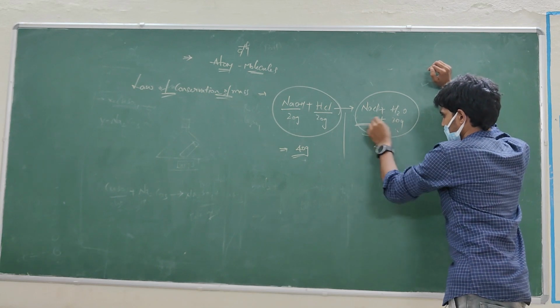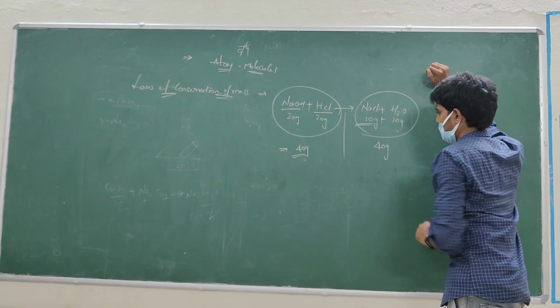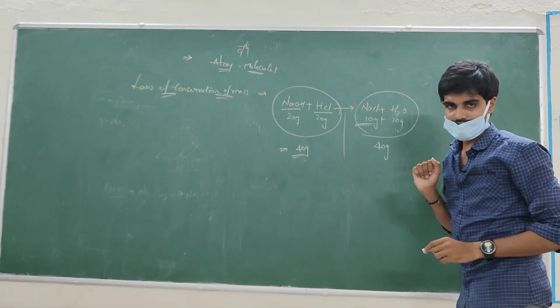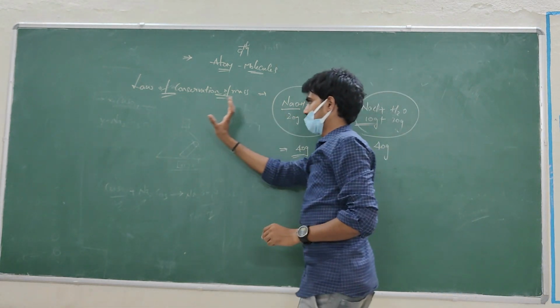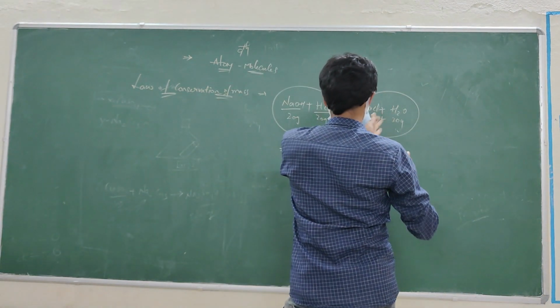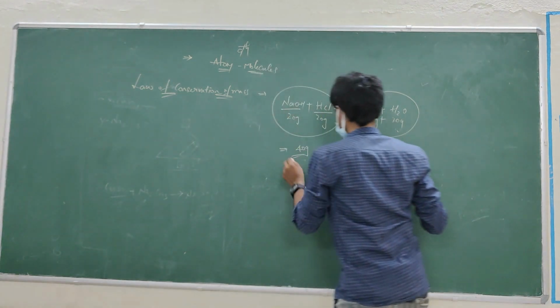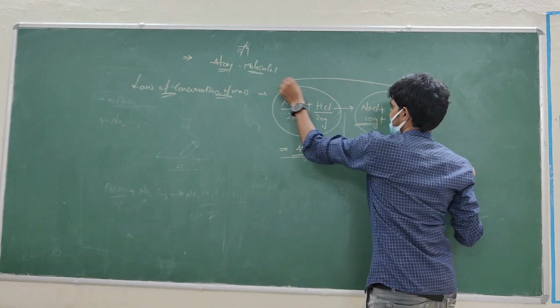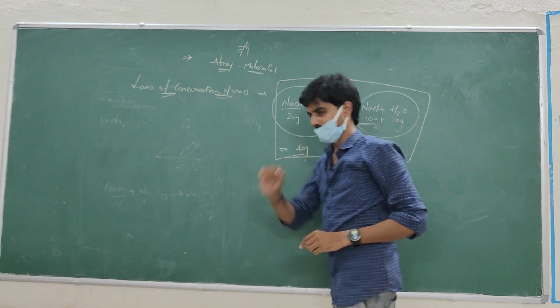But here 10 is missing, right? So simply add 10 here, we will get 40, right? So from this law of conservation of mass, we simply add and subtract some of the values here. Clear? So this easily says something, right? So let's deal with one activity now.